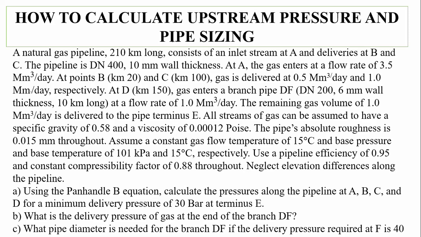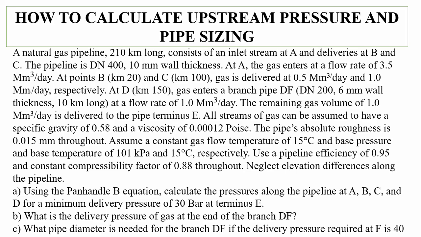A natural gas pipeline, 210 km long, consists of an inlet stream at A and is delivered at B and C. The pipe has a nominal diameter of 400 millimeter and a 10 millimeter wall thickness.